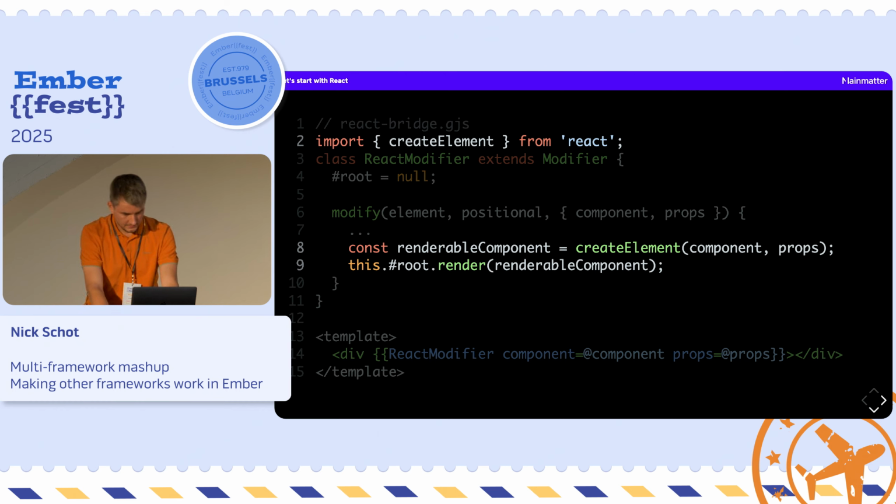Then after that, we'll need to call createElement to turn our JSX, supposedly just JavaScript, into a DOM element, and pass it to the render function of the root we just created to make it renderable in the DOM. This code will rerun every time our modifier receives updated arguments, and React will take care of diffing the changes and updating the DOM.